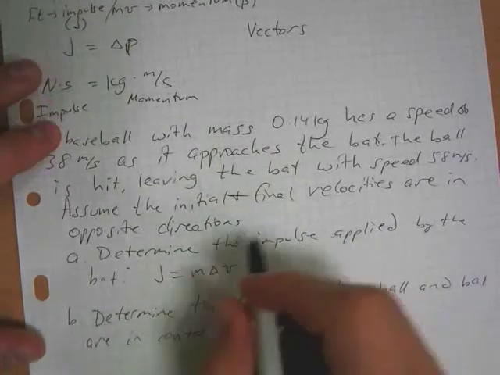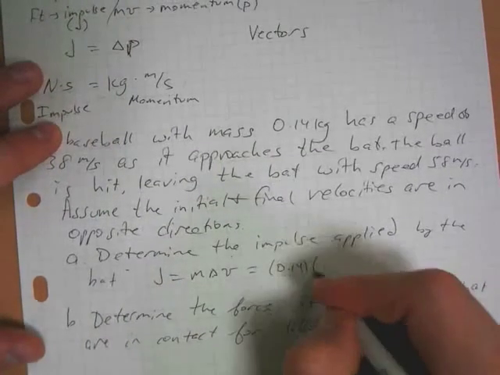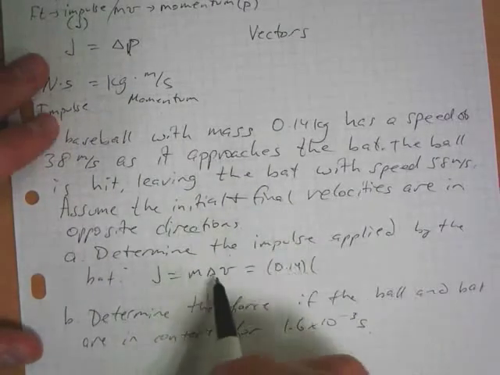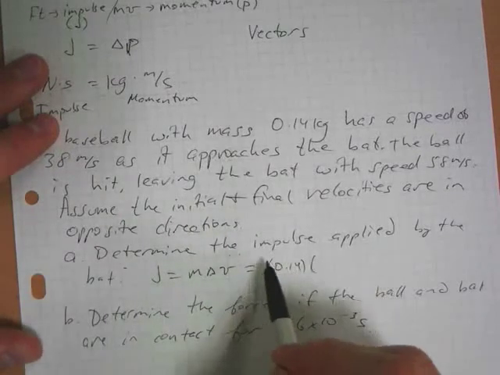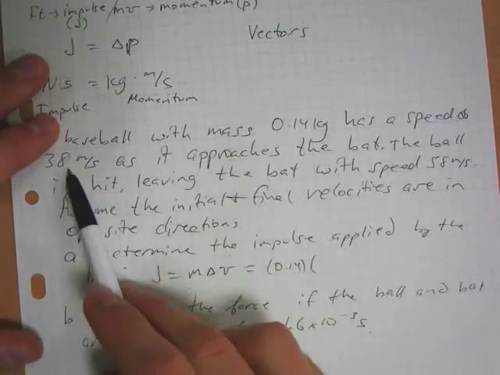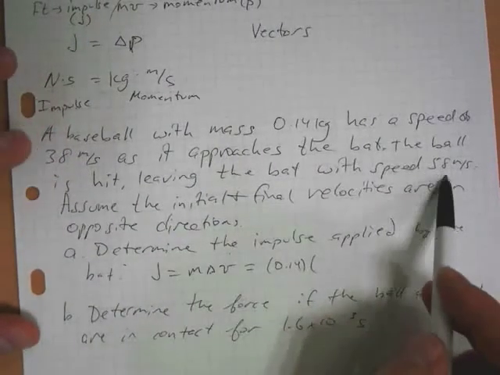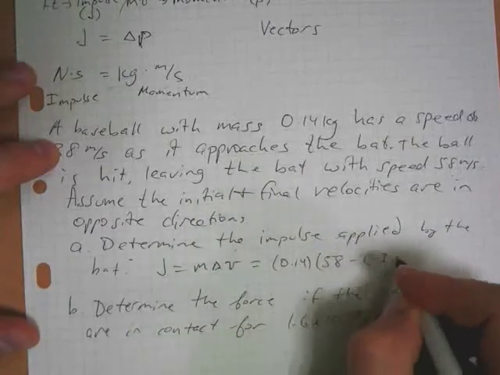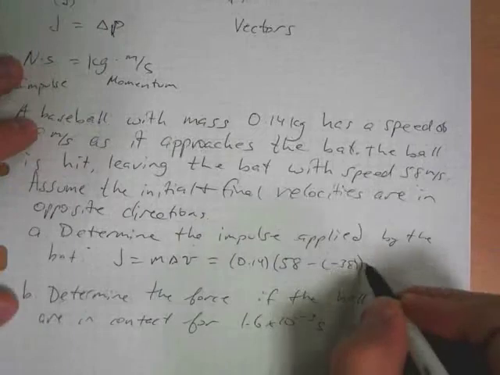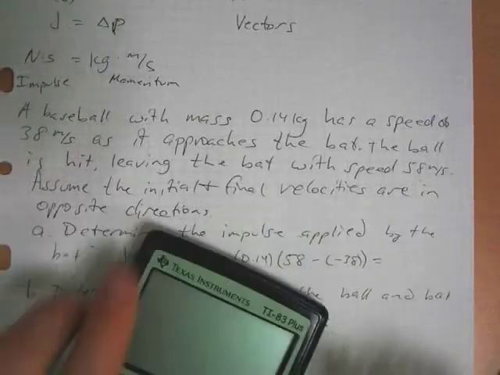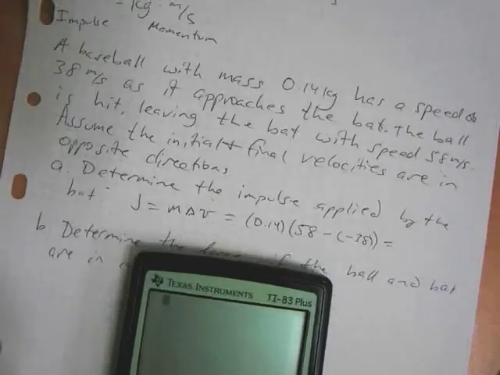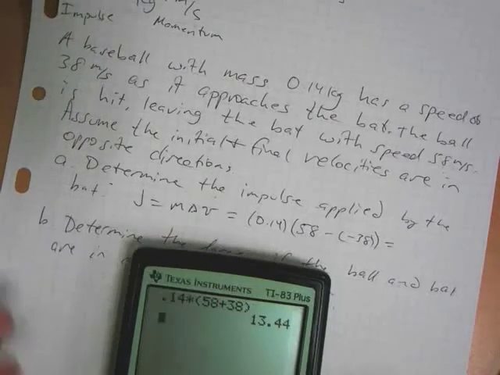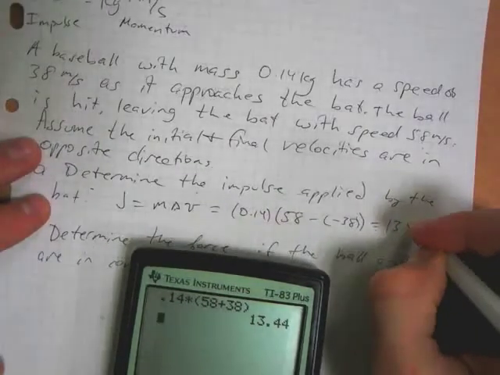Our mass is 0.14. I didn't give you which direction is positive, so the sign of this is going to be arbitrary. But it leaves the bat with speed 58. It came toward the bat with speed 38. Key thing to remember is that these are in opposite directions. So if I say that 58 is positive, then the 38 has to be negative. And we can punch that into the calculator. 0.14 times 58 plus 38, and get that our impulse applied is 13.44 Newton seconds.